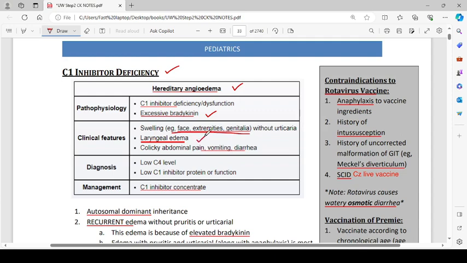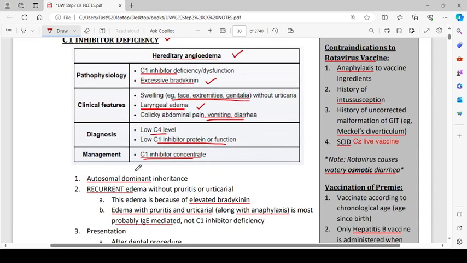The clinical features include swelling, for example of the face, extremities, and genitalia, without urticaria. There will be laryngeal edema and colicky abdominal pain, vomiting, and diarrhea. Diagnosis: there will be low C4 levels and low C1 inhibitor protein or function. Management: C1 inhibitor concentrate is given. It is autosomal dominant. You must remember that C1 inhibitor deficiency is autosomal dominant in nature.